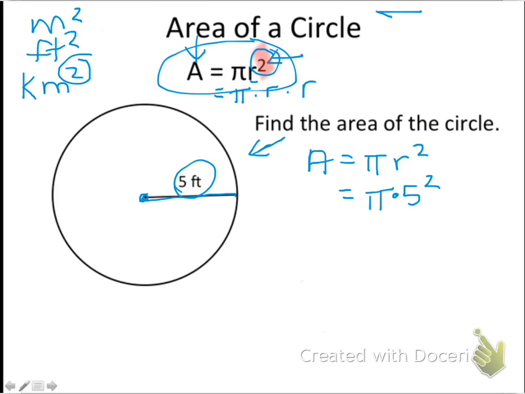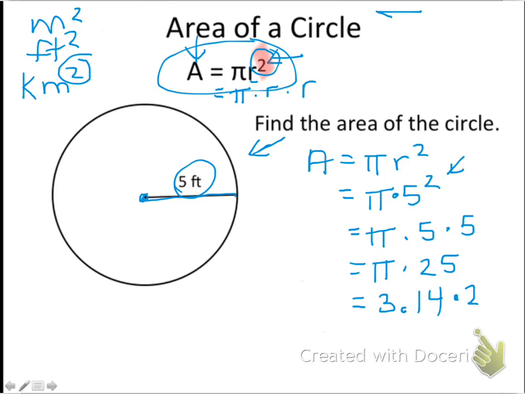And then I know that this squared, this exponent up here, really means the 5 times 5. So I'm going to write it out a little bit longer. So I have pi times 5 times 5. Okay, well 5 times 5 is 25. So I'm going to write pi times 25. Instead of writing pi, I'm now going to use our decimal that we know is 3.14 times 25. Now I'm going to write it over here.